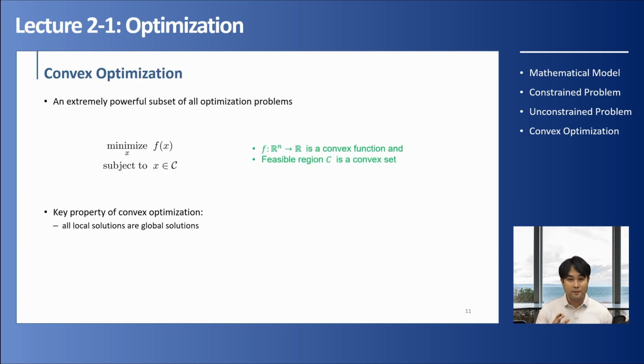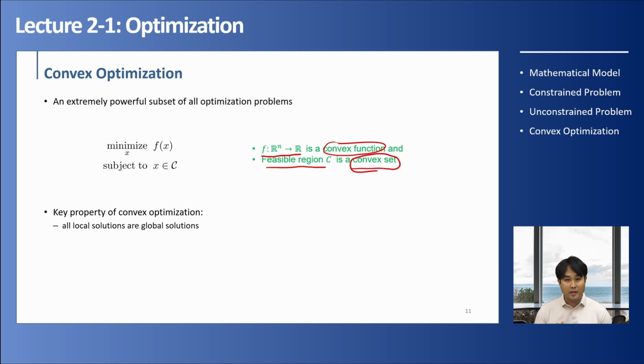Now, let me formally define what a convex optimization problem is. So first of all, we can say an optimization problem is convex if the objective function is a convex function. So this is our first requirement. And second, the feasible region is also a convex set.